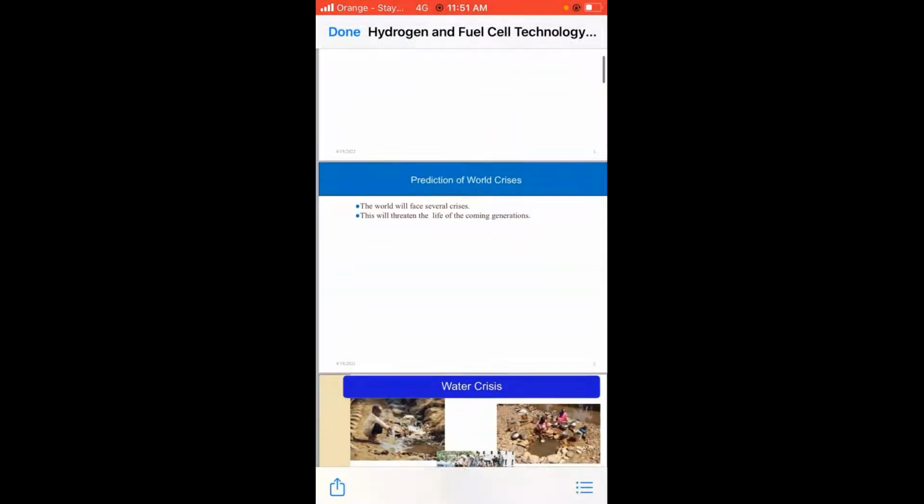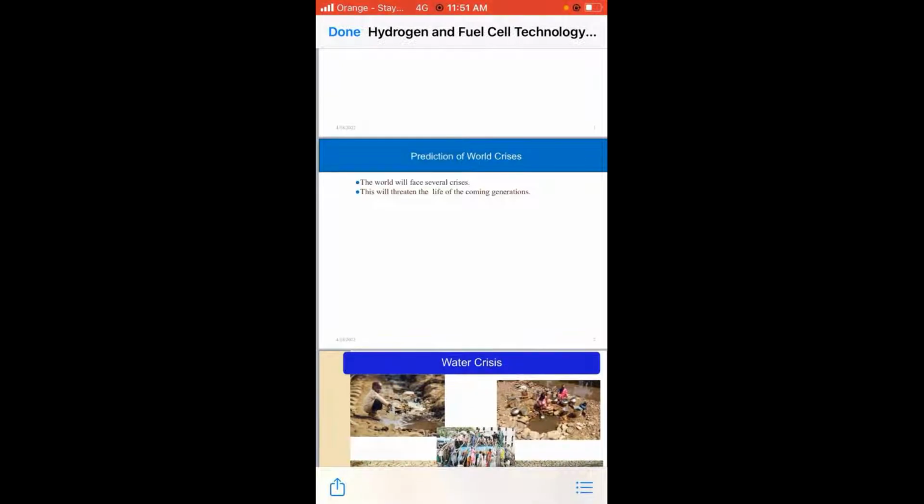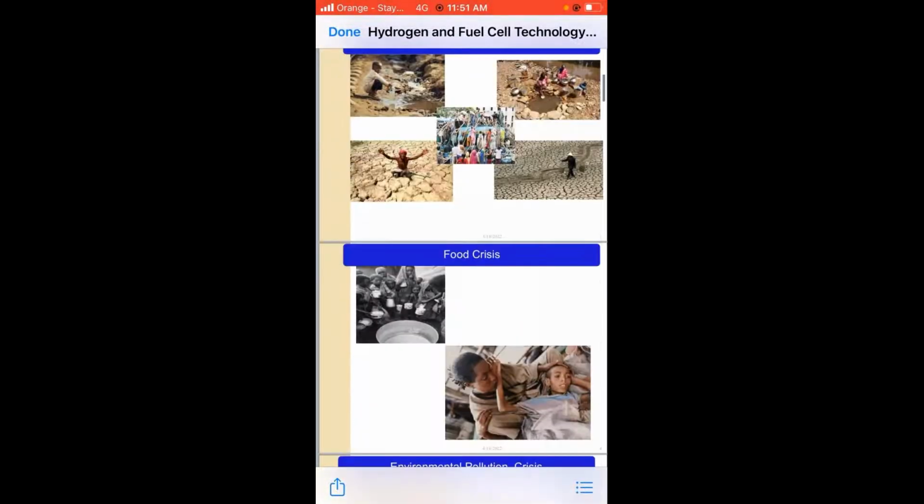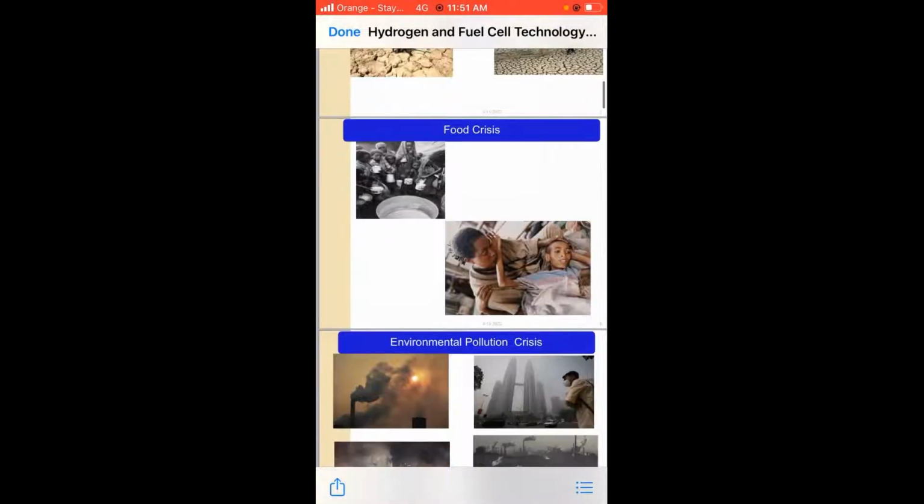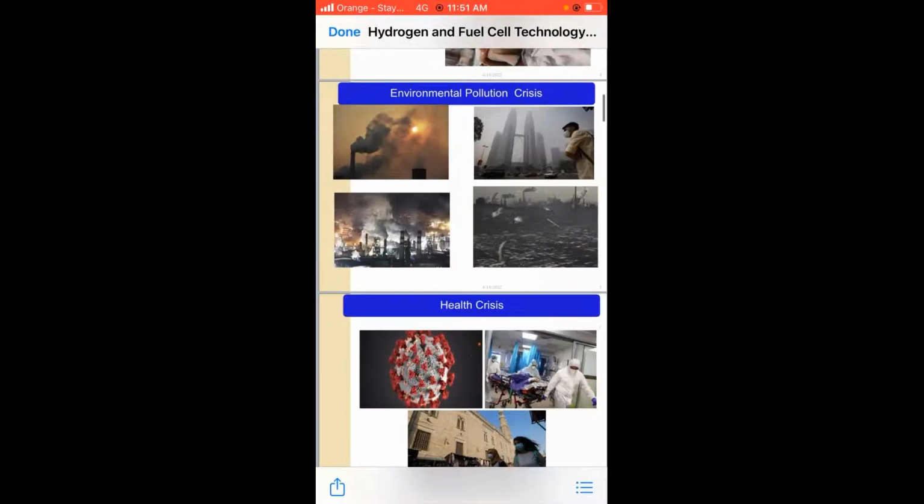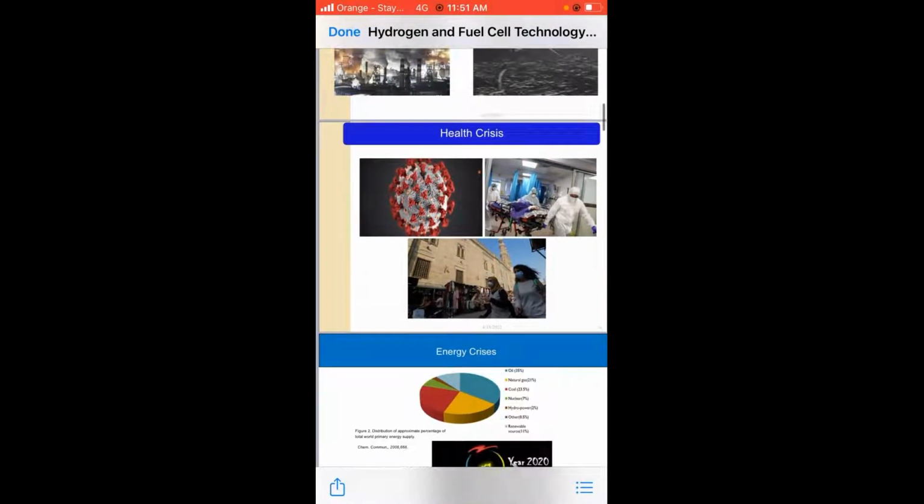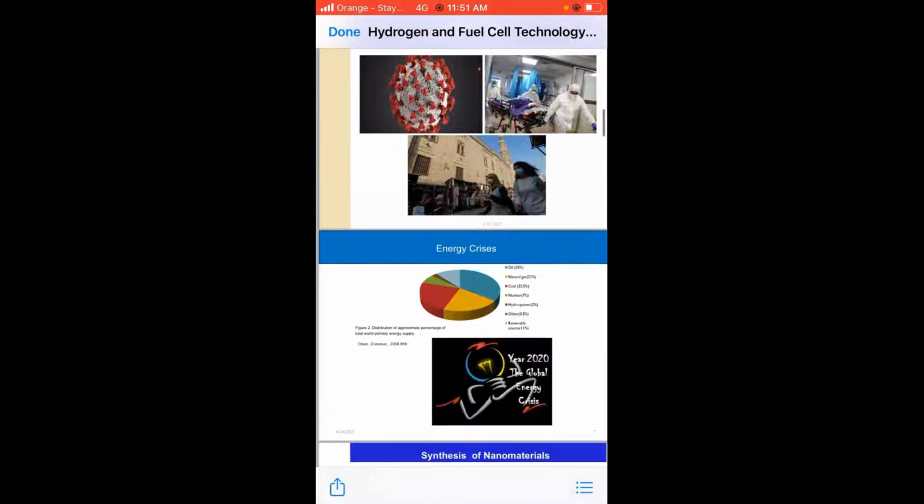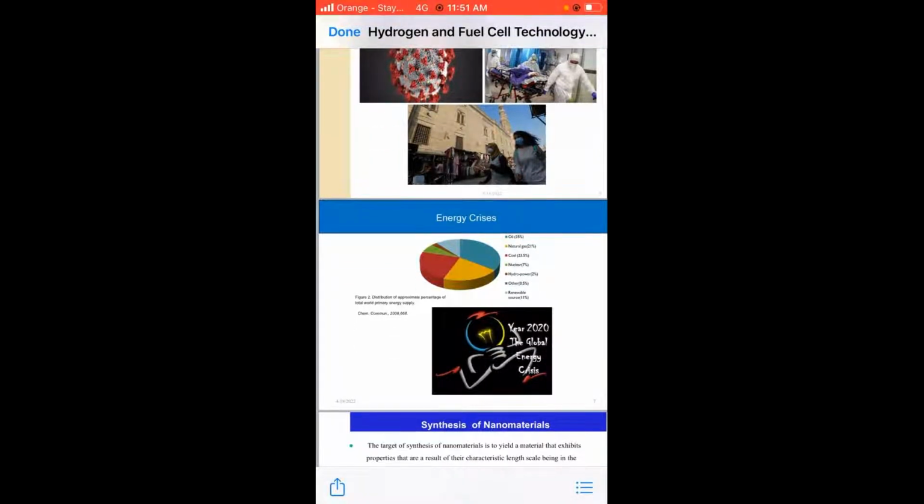There are several crises the world is facing, and they threaten the life of coming generations, like the water crisis, food crisis, environmental pollution crisis, and health crisis. The most common is the energy crisis. Till this moment, the contribution of renewable energy is still between 15 and 20%, and the world still depends mainly on fossil fuels.